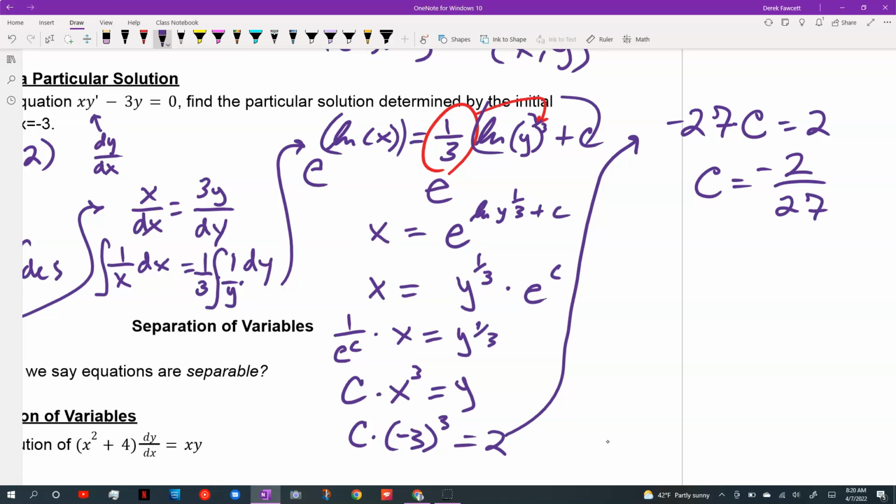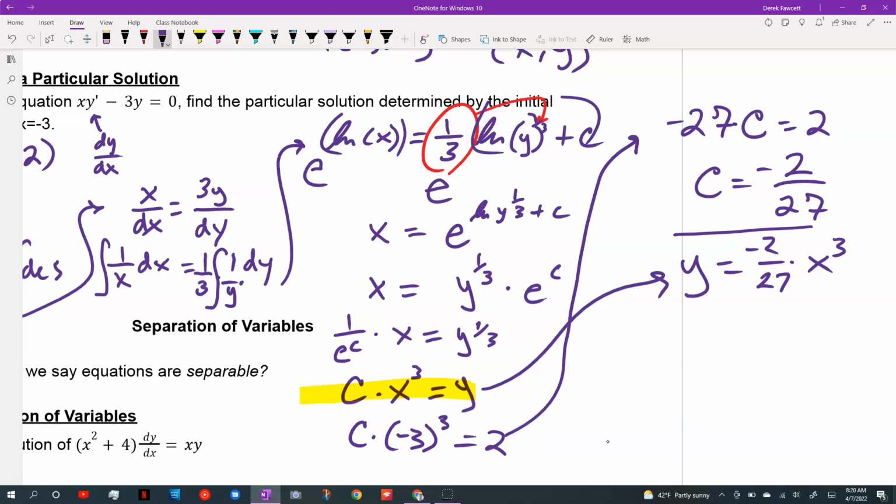That is our constant value. So again, here is our general solution. We're going to take that and write in y equals -2 over 27 times x to the 3rd. And that is our particular solution.